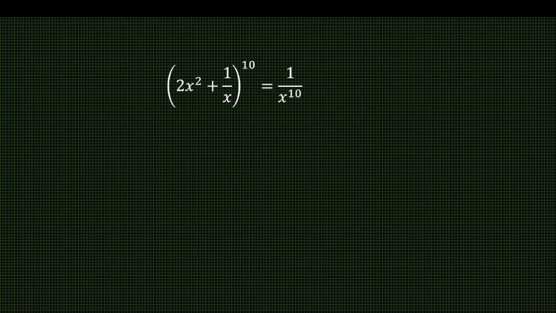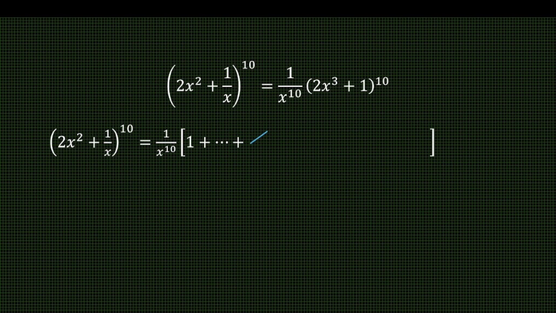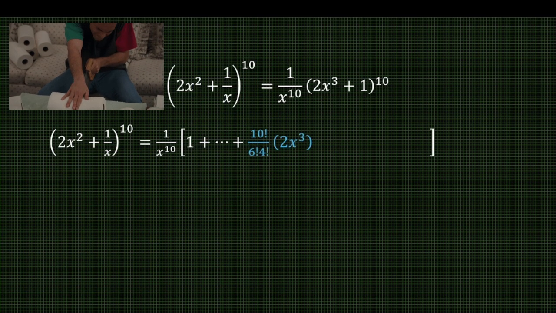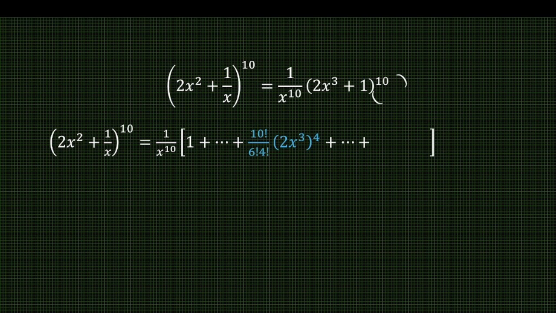When we pull 1 by x out of a bracket raised to the power 10, it becomes (1 upon x) to the power 10 on the outside. This leaves us with (2x cube plus 1) to the power 10. Since we are eventually dividing everything by x to the power 10 from the outside, what power of x do we need from the inside to end up with x square? We need the x to the power 12 term, because 12 minus 10 is 2.